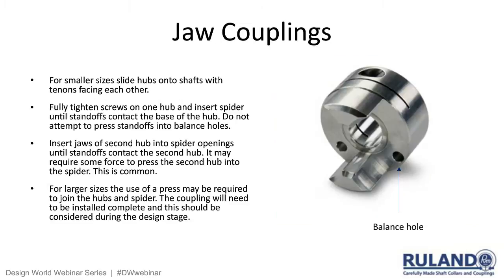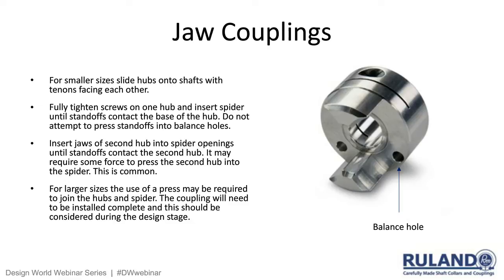Jaw couplings. For small sizes, slide hubs onto shafts with tenons facing each other. Fully tighten the screws on one hub. Do not attempt to press standoffs into the balance holes. We'll talk about that in a second. Insert jaws of second hub into spider openings until standoffs contact the second hub. It may require some force to press the second hub into the spider.